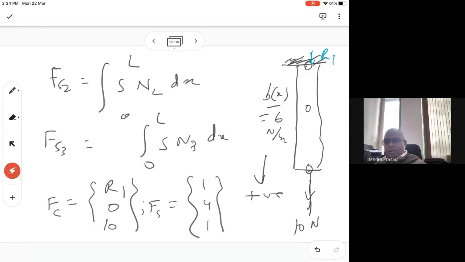One of the example problems we solved, you must have seen that also. So this is how it divides. So total F will be equal to R1 plus 1, then 4, then 1, right? It goes like this. Total force vector you have done. This is with the 3-noded element, only one element, but 3-noded.